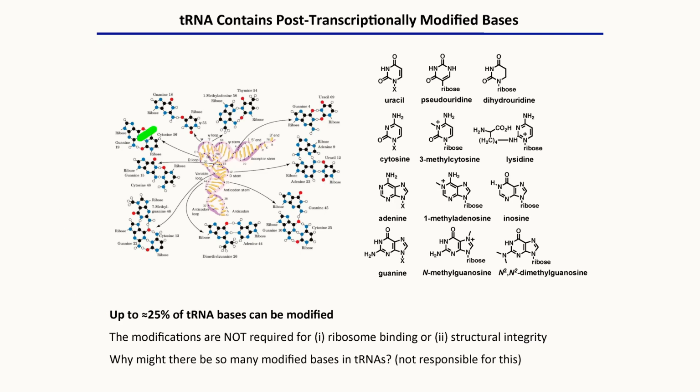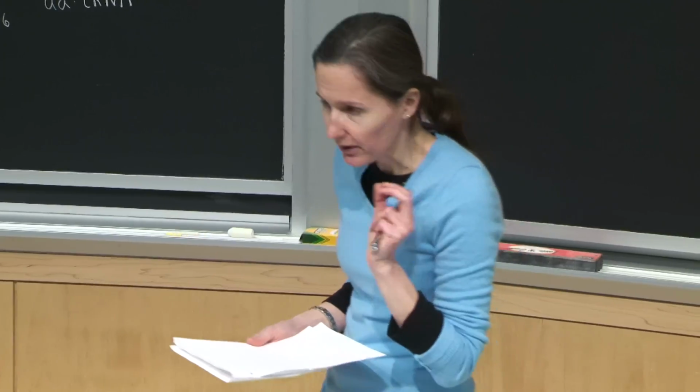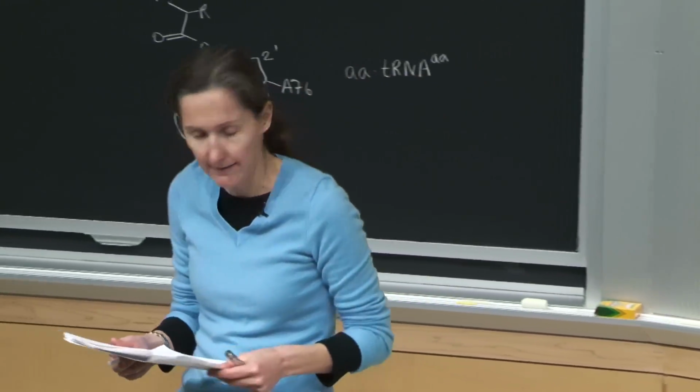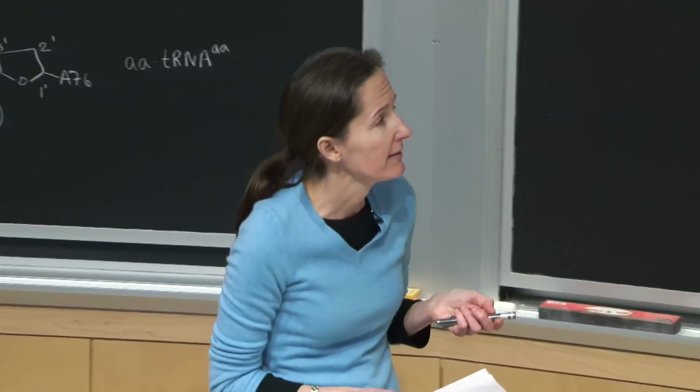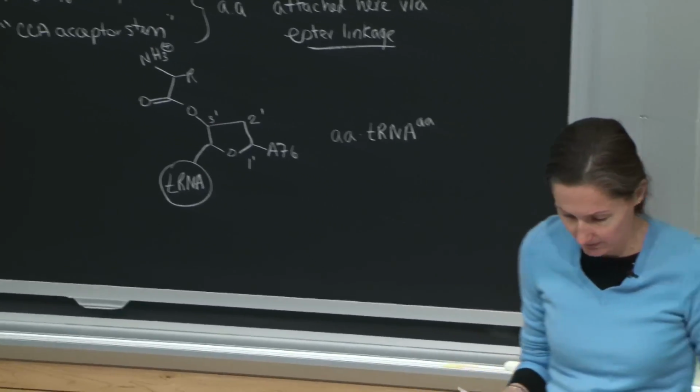Up to 25% of the bases can be modified. Typically, we see about 5 to 20% of them modified here. Okay, you're not responsible for these modified structures in the context of this class. Okay. So the key question for today is how are amino acids attached to the tRNA as shown here?